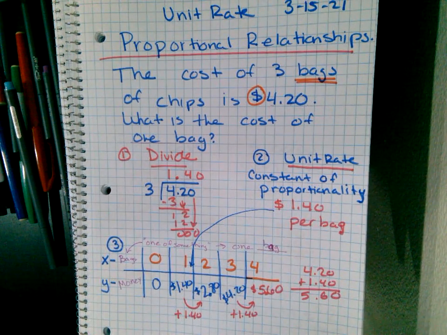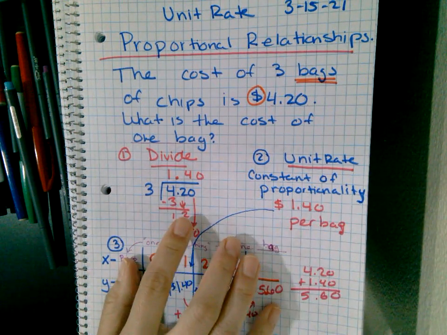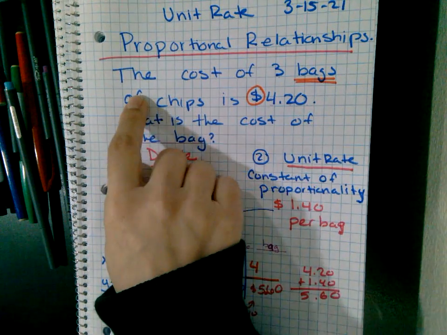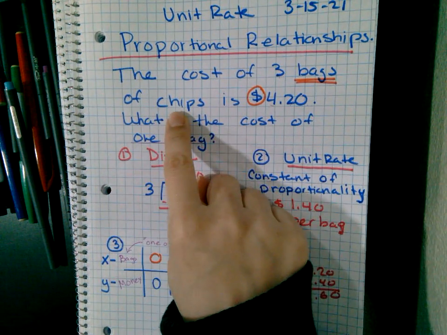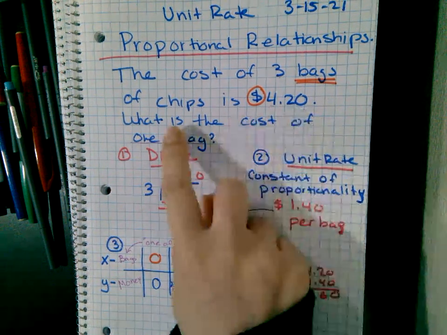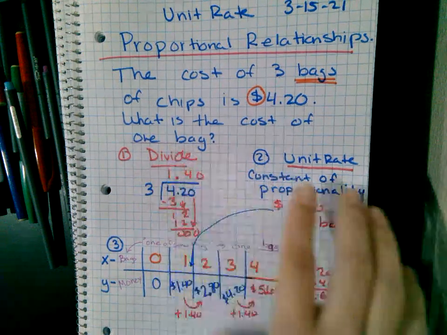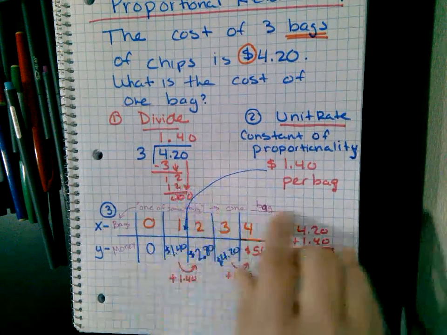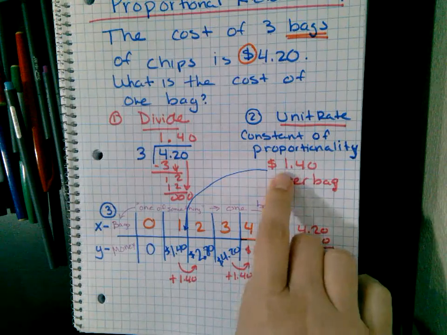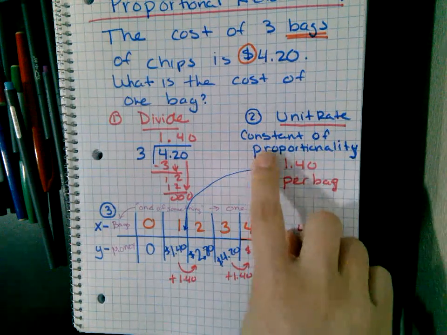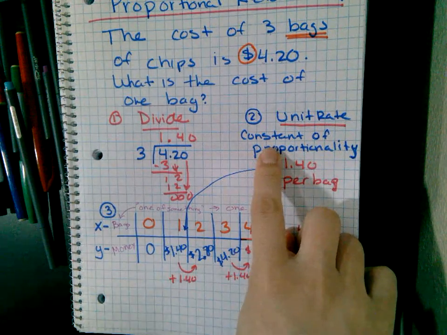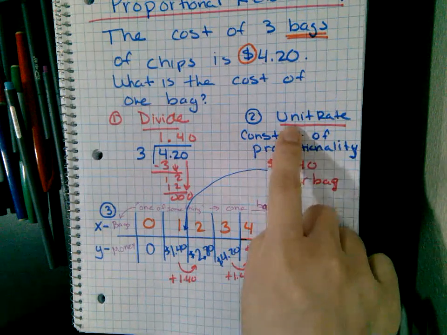Let's start recording this. Okay, so these are the notes from Monday. On Monday, we discussed the cost of 3 bags of chips is $4.20. What is the cost of 1 bag? So we divided and we found out that 1 bag cost $1.40, right? And we call that the constant of proportionality, which is just a fancy word for unit rate.